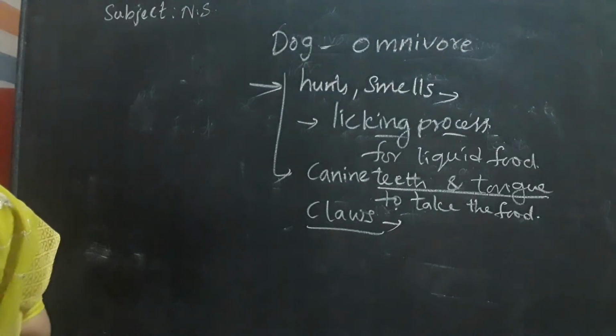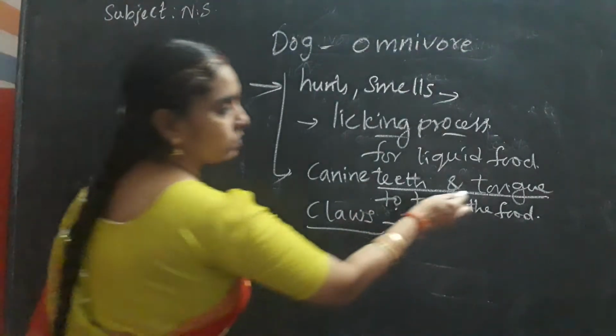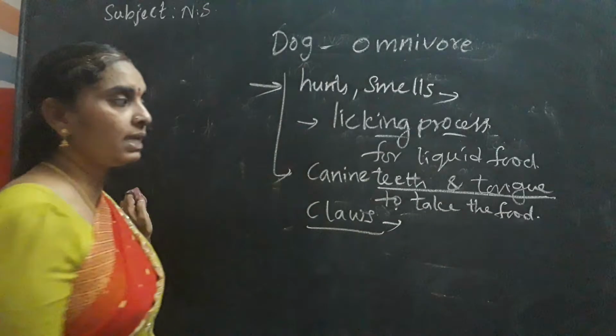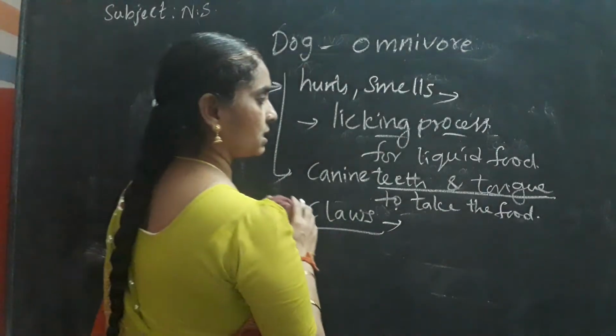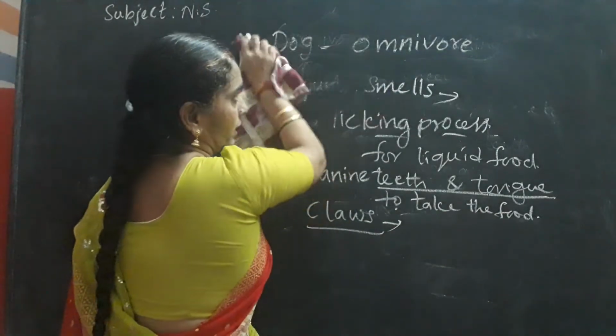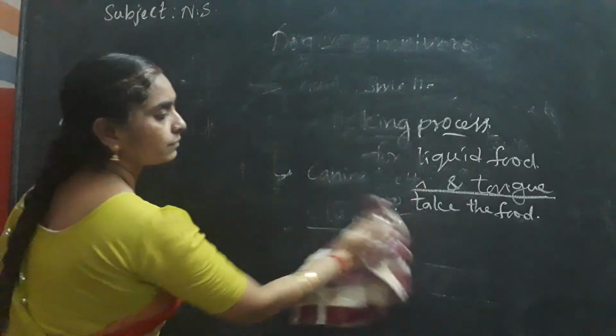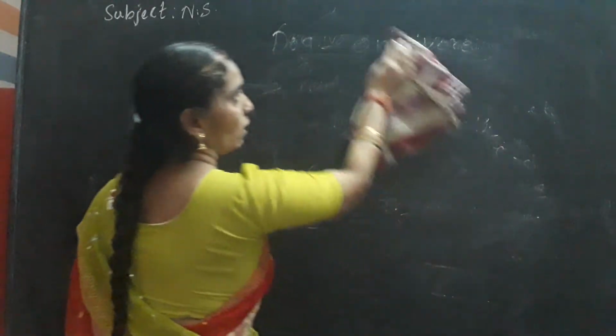Okay, and how does it drink water? It uses its tongue to drink the water. Okay, this is how the dog uses its mouth parts to take its food.